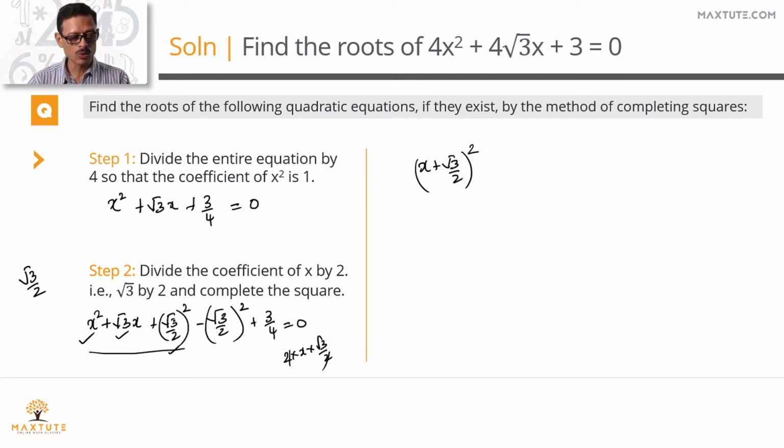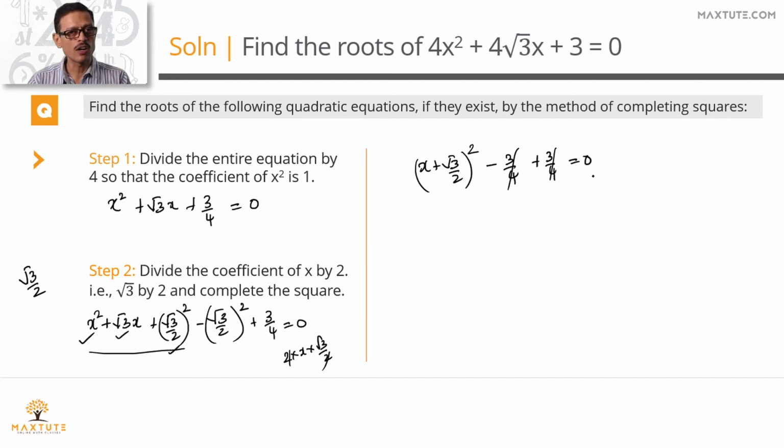We'll expand this term, root 3 by 2 the whole square, as we're writing it. This is done. We're going to be writing the fourth term. Root 3 by 2 the whole square will come out as a minus 3 by 4 plus a 3 by 4 already exists. This equals 0. These two terms will get cancelled. So what we'll have is x plus root 3 by 2 the whole square equals 0.